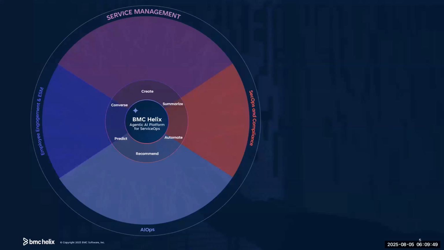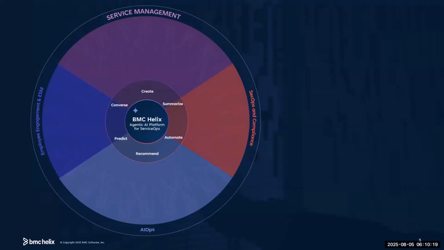BMC Helix arms IT organizations with a fleet of AI agents across service ops in an easy to scale architecture and lower the total cost of ownership. And it frees up enterprise IT to tackle high impact and high value work. And this is key for IT organizations today. Our agentic AI solutions eliminate the mundane tasks that IT organizations are often burdened with.